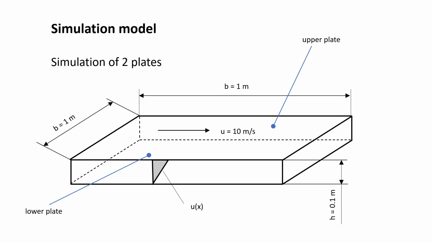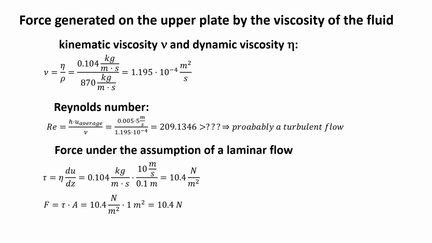You see also the assumption for the distribution of the velocity. We assume that we have a linear velocity inside the fluid. If this is the case, this will be shown by CFD. We have also to make some calculations. We will calculate the force generated on the upper plate by the viscosity of the fluid.